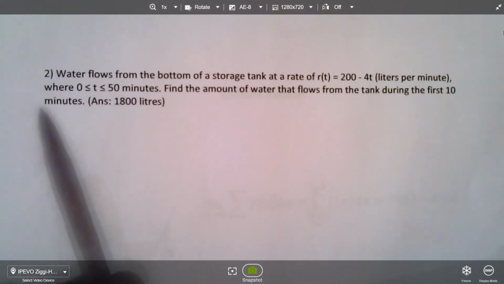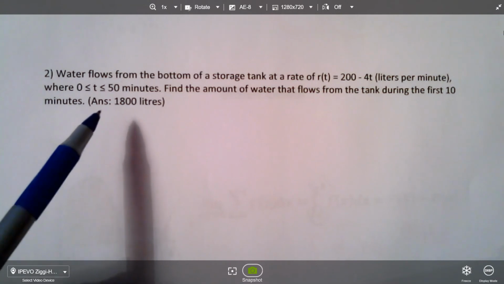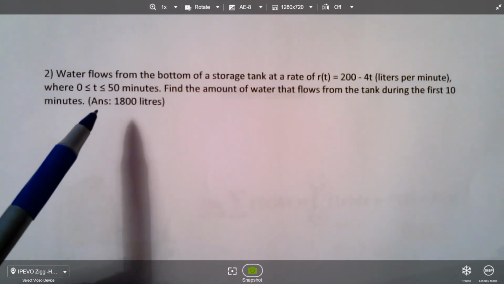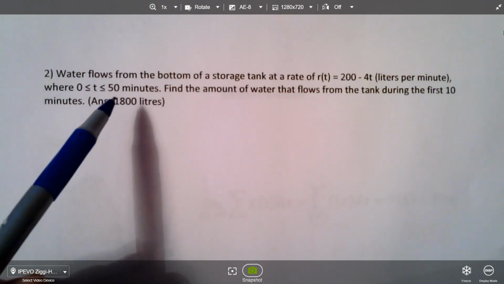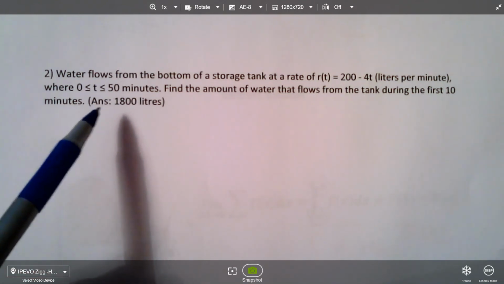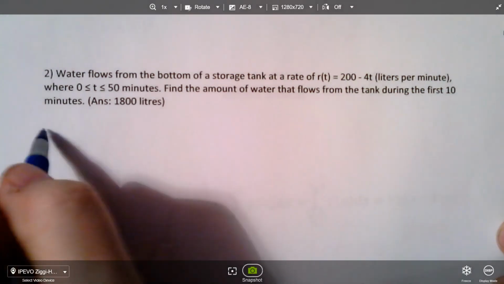So you can imagine a tank with water in it, flowing out of the bottom. Maybe in the 50 minutes it's empty. That's why it's between 0 and 50, because after that it's empty and needs to be refilled. How much water, though, have you removed from the tank after just the first 10 minutes? So let's see.